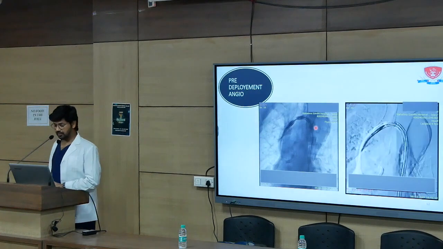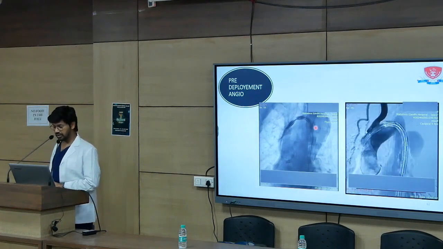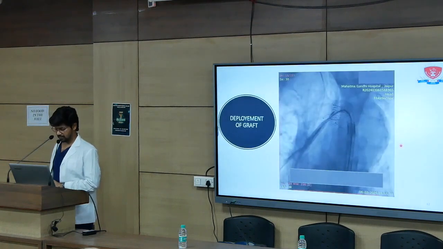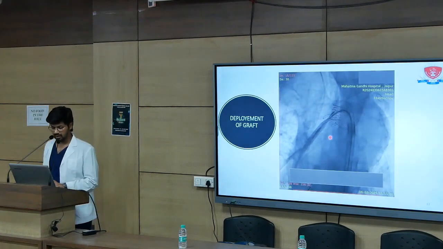This is the pre-deployment angio, which is showing the positioning of the tip of the graft and also confirmed our position in the true lumen with the patency of all the branches.